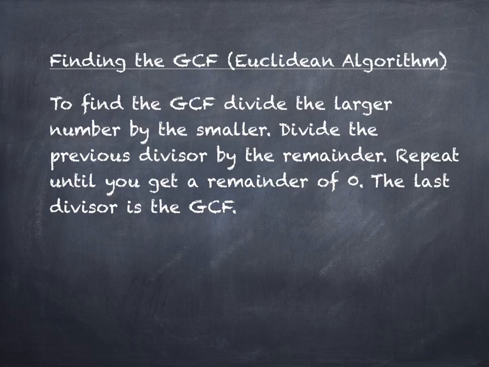Every time I take the remainder and the original number I divided by, and I divide again. And I keep doing this until I get no remainder. And once I get no remainder, then the last number that I divided by was my greatest common factor.